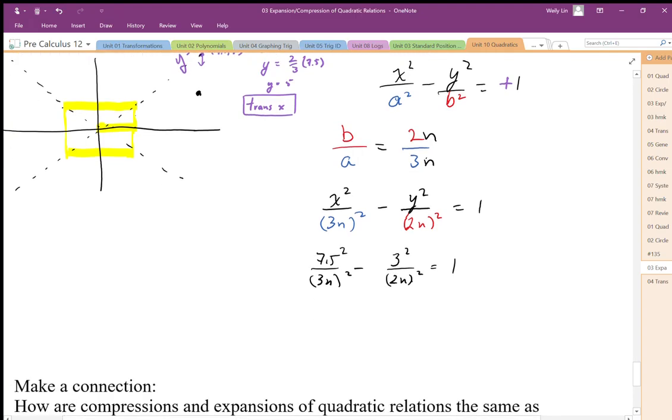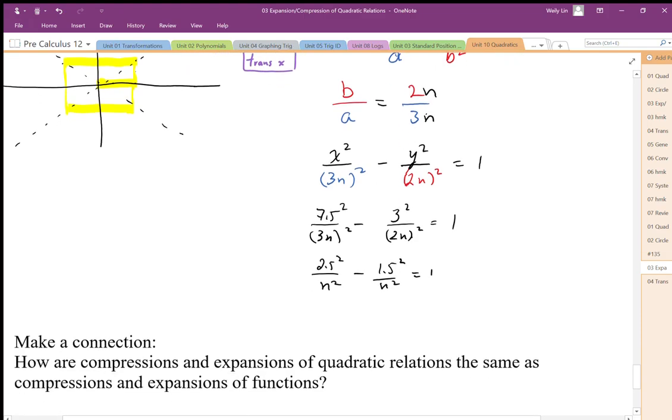And this allows me to just simplify this ratio, because I know that squared can be put on the outside, and I can simplify that 7.5 over 3 into 2.5 squared over n squared. And since the squared is on the outside here, I can simplify the ratio inside. And I can make that 3 over 2 into 1.5 squared over n squared equals 1. And that makes it a little bit easier to solve for n.